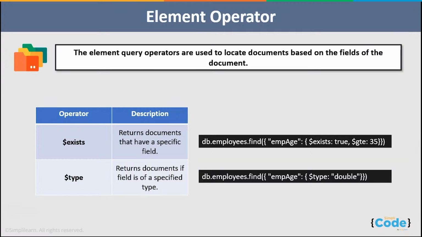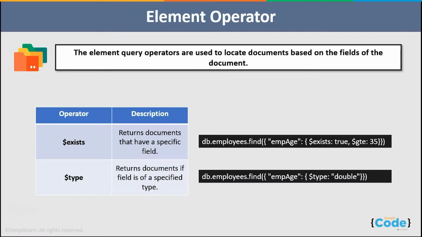The exists operator returns documents that have a specific field. Let us take an example. Let's say I have a collection employees, and I want to find if there is a field called employee age and his age is greater than or equal to 35. So I've taken this example which says db.employees.find employee age $exists true, $gt 35. So if there is any field in our collection of employee age that is greater than 35, it will retrieve those documents.